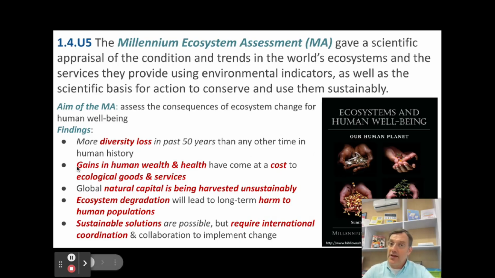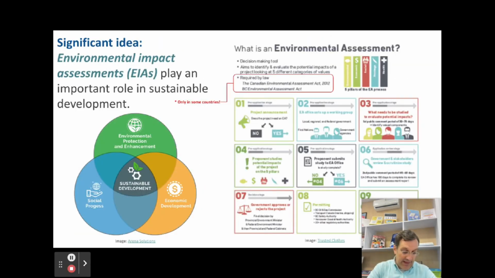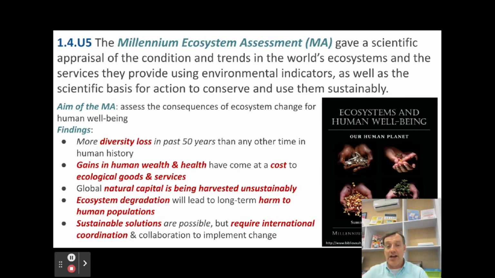We may have increased the wealth and health of human populations, but doing so has come at the expense of the ecological goods and services that we discussed previously in topic 1.4 about natural capital and natural income. That natural capital is being harvested unsustainably. We're taking more than the income every year. So we're drawing down on that account, that standing stock of natural capital, every year.